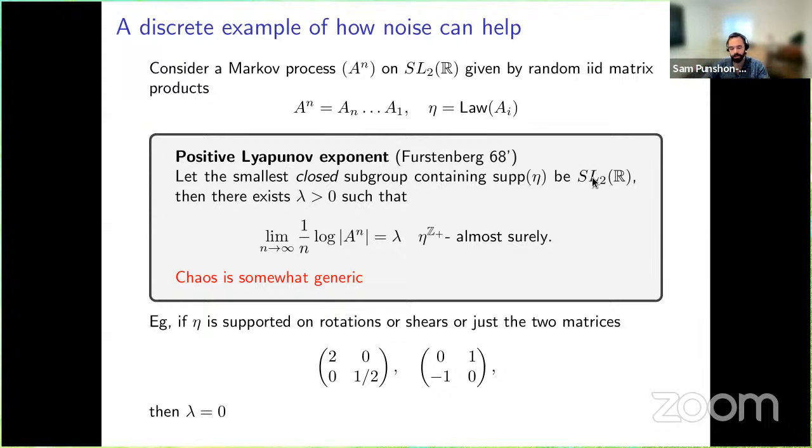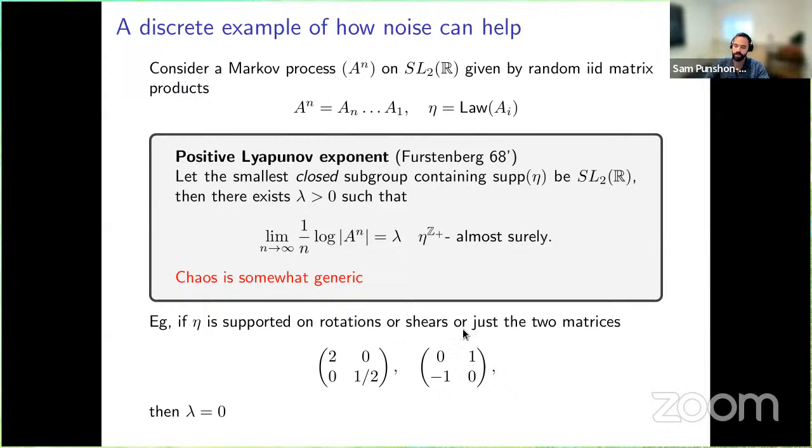If that's SL2, he had a slightly weaker statement than this, but let's keep it at a slightly stronger statement: if this is actually equal to all of SL2, then there exists a positive Lyapunov exponent such that this thing converges almost surely with respect to this measure. So what it's saying is that if my law or these linear products are supported on enough of this Lie group, then you have a positive Lyapunov exponent. One of the negative examples is if the law is only supported on just rotations or shears, it's clearly a zero Lyapunov exponent.